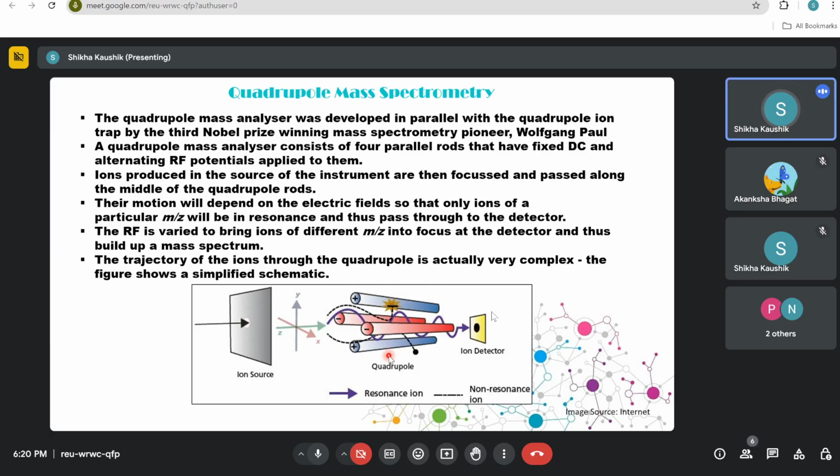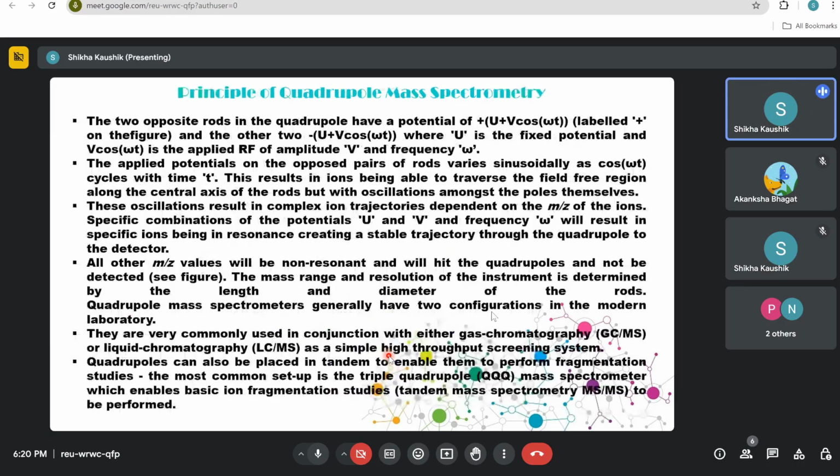Then when we talk about it in detail, the two opposite rods in the quadrupole have a potential of positive, which we label as positive, and the other two have negative. So this is the detail I have here. So if you see here, U is the fixed potential and V cos omega t is the applied RF of amplitude V and frequency omega.